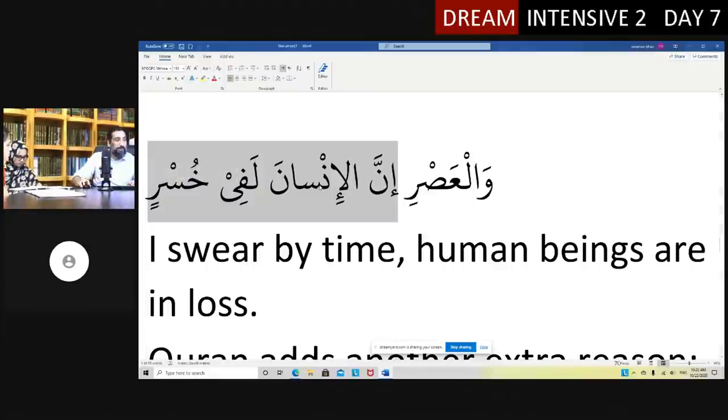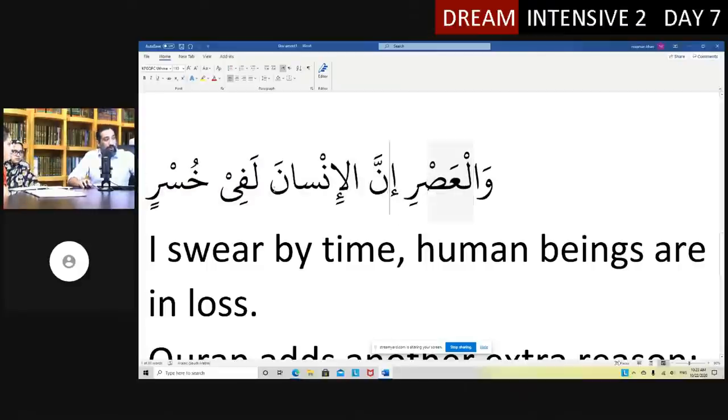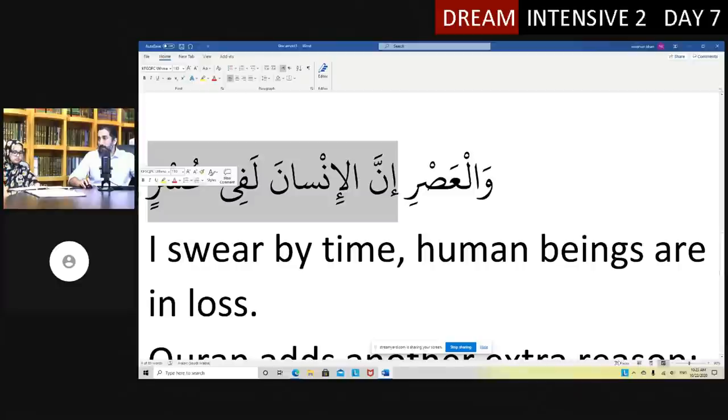Right? So he used time as proof. When somebody says, oh yeah, human beings are in loss, prove it. Well, the biggest proof of it is what? Time. So he used the object as proof for the subject. Wow. That's actually a very, very good example. Yeah, it's pretty incredible.